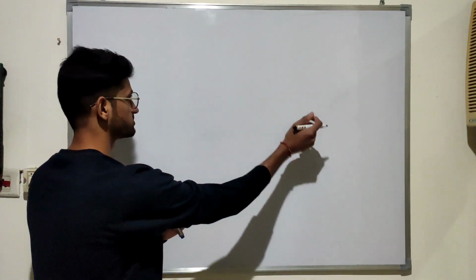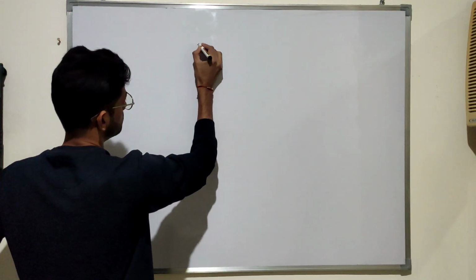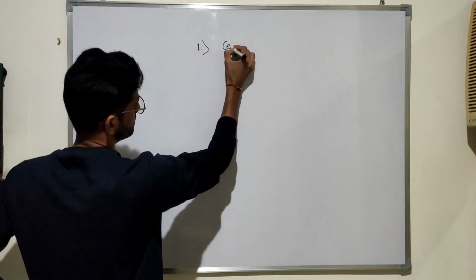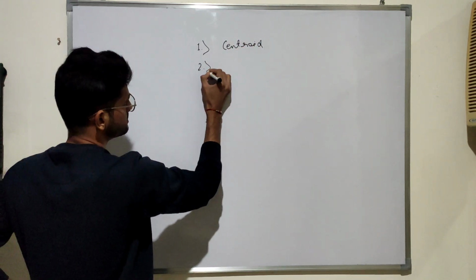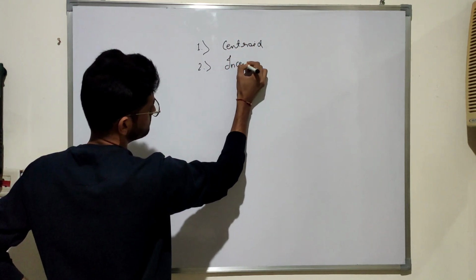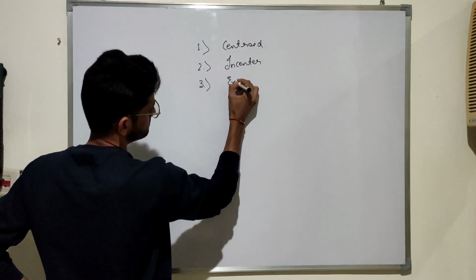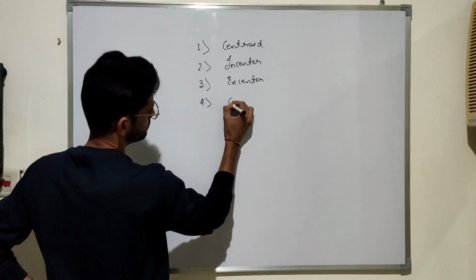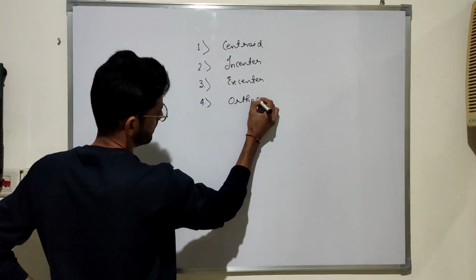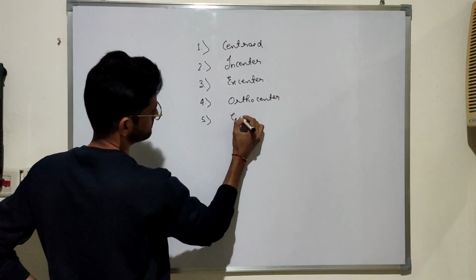So what are those topics? Let me first summarize those topics which we are going to have our discussions in today's class. So first of all, we are going to have our discussion on the topic centroid, and the second topic is going to be incenter. And the third one is going to be excenter, and the fourth one is going to be orthocenter, and the fifth one is going to be circumcenter.